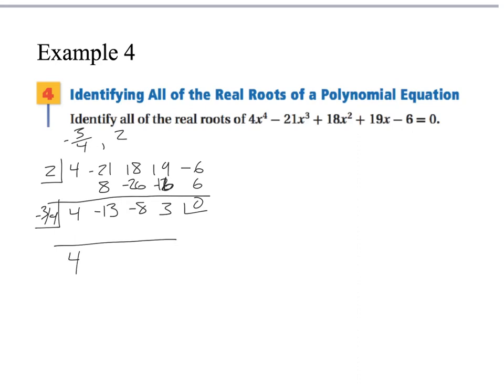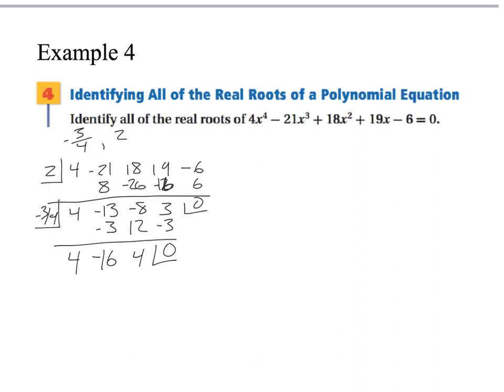All right, so the 4 comes down. Negative 3/4 times 4 is negative 3. So that's negative 16 plus negative 3/4 times... negative 3/4 times negative 16 is positive 12, negative 8 plus 12 is positive 4, times negative 3/4 is negative 3, and I end up with a 0 again, so 2 good factors.